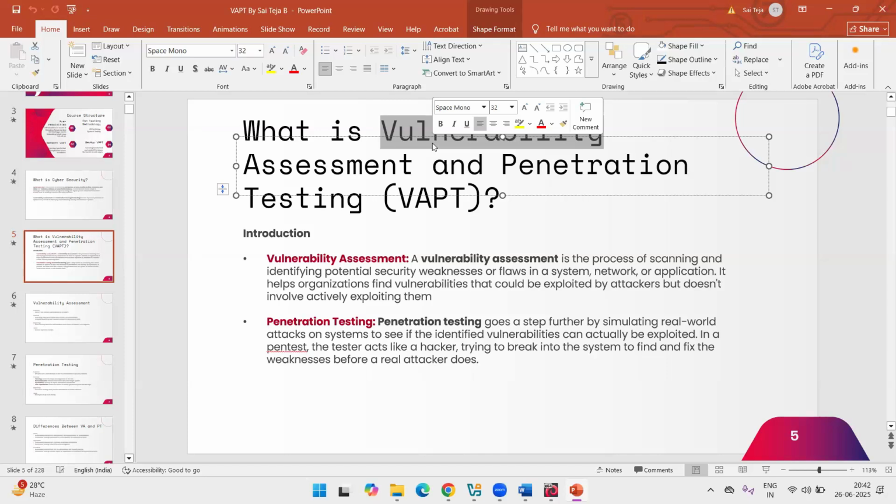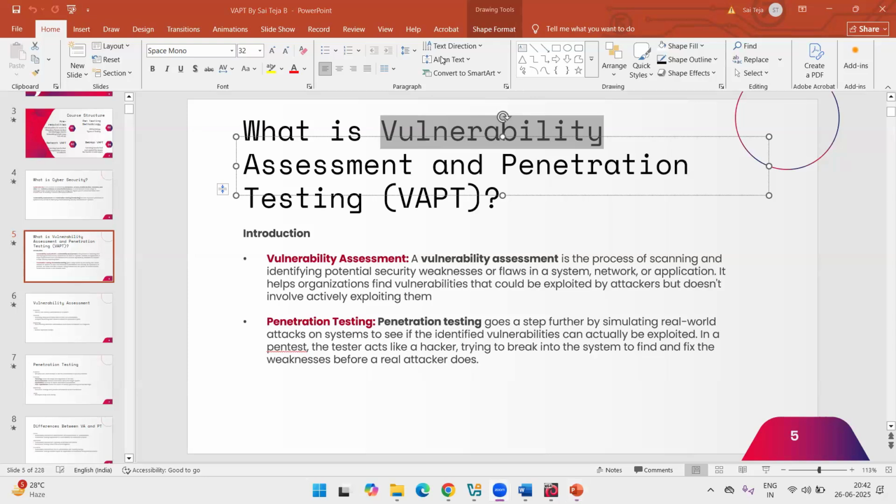So penetration testing is going one step ahead of vulnerability assessment. Whatever vulnerabilities you identify, we will try to exploit them in a controlled manner without really damaging anything, without performing any kind of offensive stuff. Understand? Then we will tell them by writing a report, this is the flaw that we have identified, and you need to fix it. Understand?